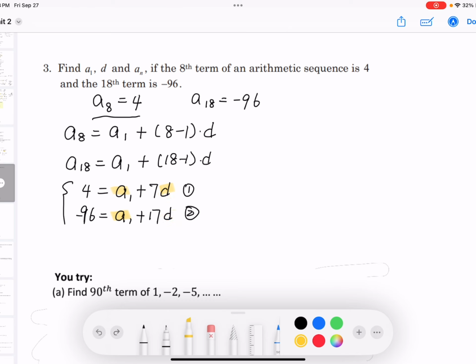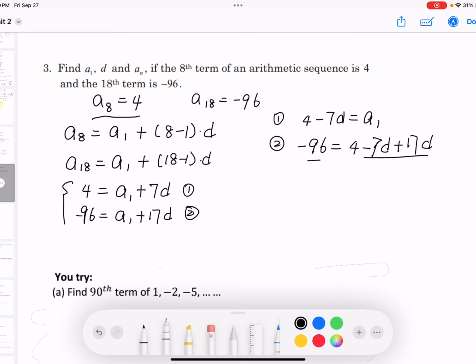So what should I do? We can pull out my first equation. We can isolate a sub 1 by subtracting 7d from both sides. So 4 minus 7d is equal to a sub 1. So bring this into my second equation. Replace the a sub 1 with this 4 minus 7d. Negative 96 is equal to 4 minus 7d plus 17d. So combine these two terms, combine the numbers together, we have -100 is equal to positive 10d.